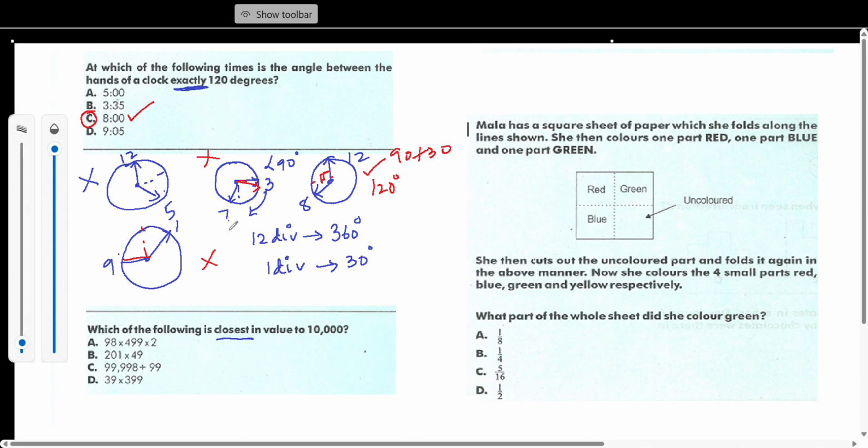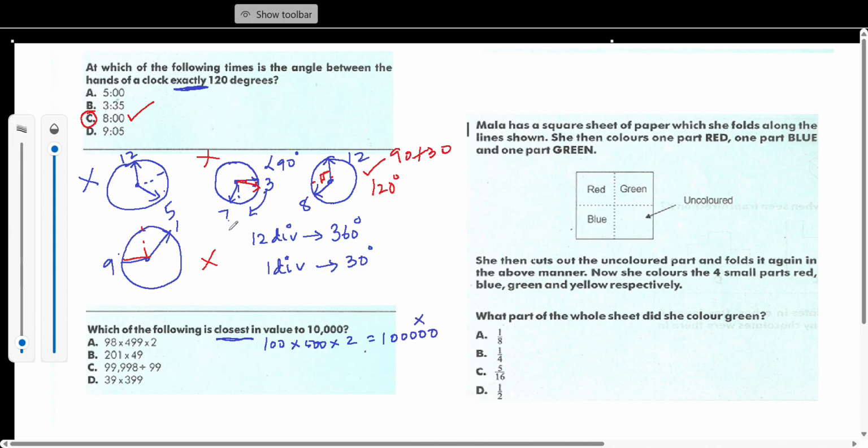Closest again is the key word here. So obviously we are not going to have a calculator. And if you're going to be multiplying 98 into 499, it's definitely going to take a long time manually. So again, since it says closest, we will use the method of rounding and estimation. 98 is closest to 100. 499 to 500 into 2. 500 into 100 itself would be 50,000 into 2 would give us 1 lakh. The question is 10,000. So clearly it's not the first.